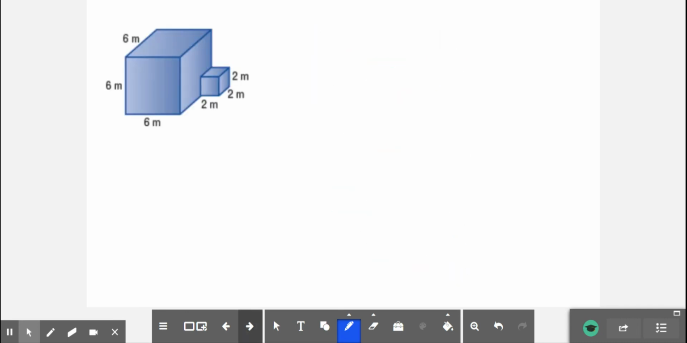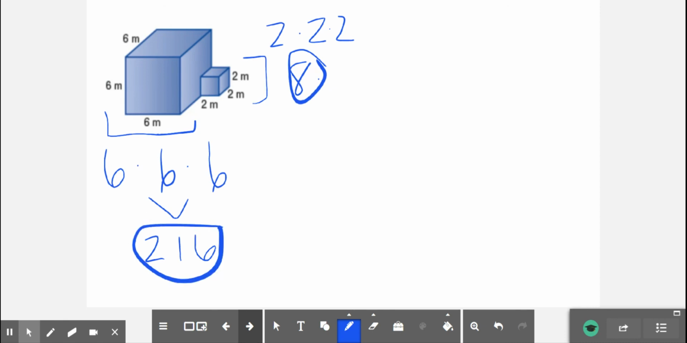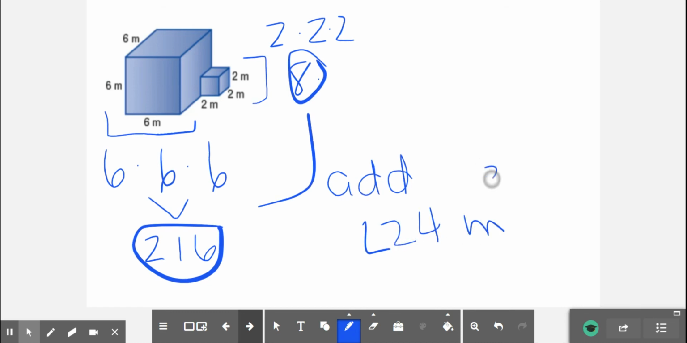And lastly, this figure is composed of 2 cubes. So for this one, you would find the 2 volumes separately and then add them together. So the big cube is 6 times 6 times 6, 216. The small cube is 8 because 2 times 2 times 2. So 8 and 216 are our 2 volumes. They add up to 224. So 224 meters cubed is the answer.